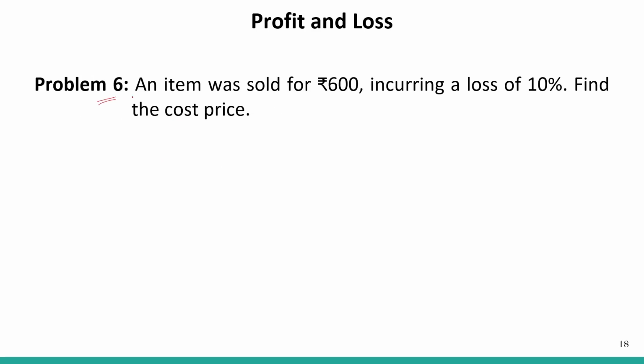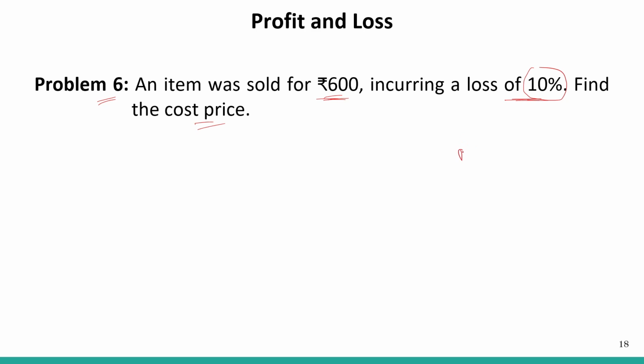So let's see problem number 6. An item was sold for 600 rupees, incurring a loss of 10%. Here the type of question has been changed. Previously we were only calculating the profit percentage or loss percentage, but now things have shifted. Here we are given the loss percentage and we want to calculate the cost price. The selling price is given, the loss percentage is given. How will these kinds of questions be designed?